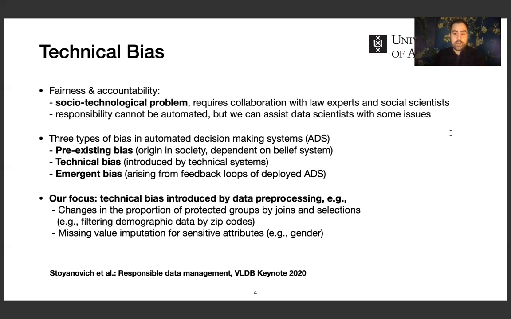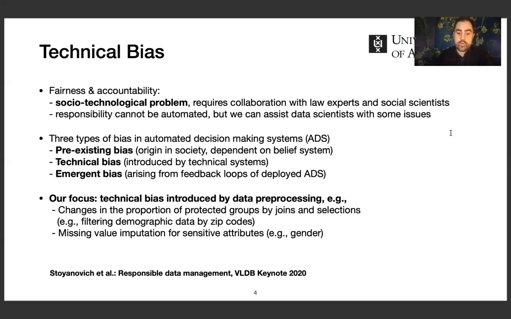Then there is technical bias, the one that we focus on, and that's simply bias in the data that is introduced by technical systems. Maybe these systems filter out some data or change the proportions or the distributions of the data in some sense. And then there's emergent bias, which is basically arising from feedback loops once you deploy these decision-making systems in the real world, which is also very, very difficult to tackle.